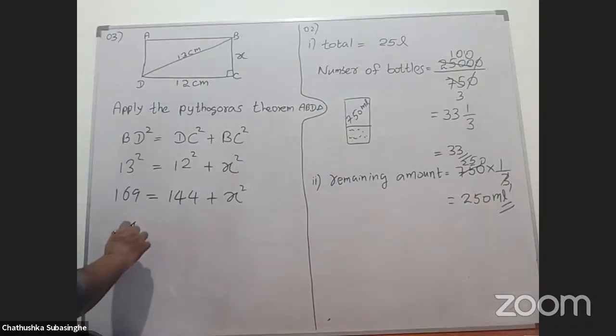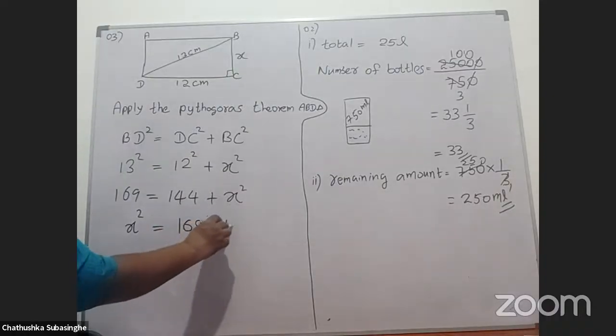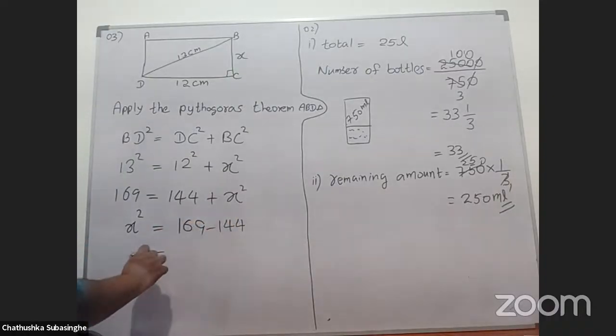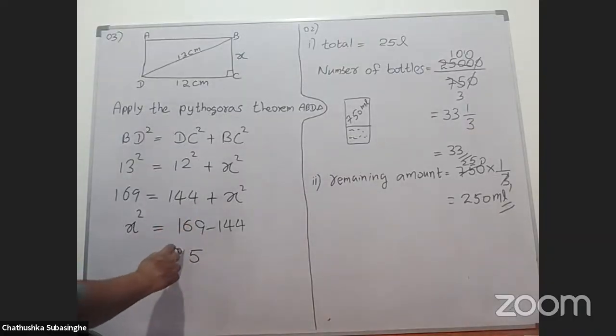So I'm writing that x squared on this side now. On the other side we have 169 take away 144. 9 take away 4 is 5, 6 take away 4 is 2, 1 take away 1 is 0. So x squared equals 25.